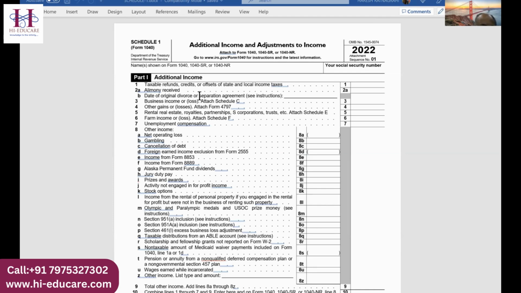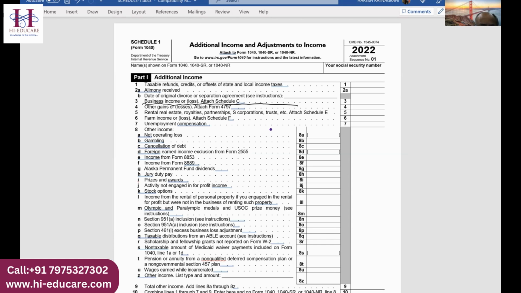You can see all the additional income. You can see Schedule C here, business income or loss, attach Schedule C. So Schedule C is not flowing directly to 1040. It is flowing through Schedule 1. Schedule C is basically your business income or loss, right? It is through Schedule 1, you can see that.